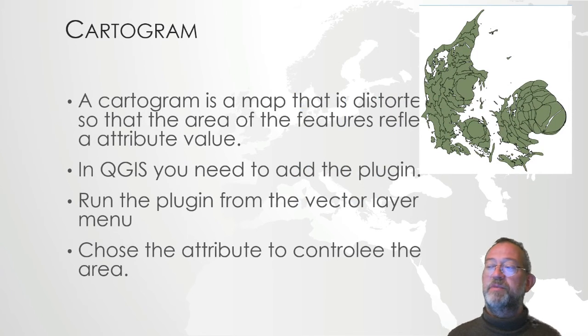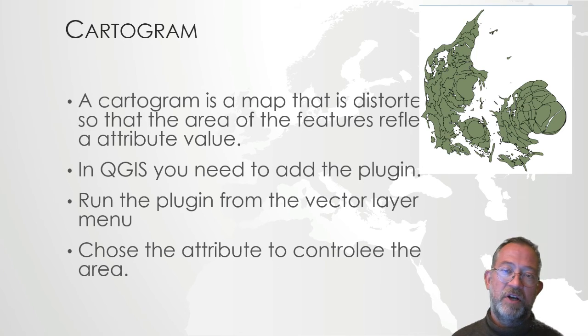There is one very specialized type of map visualization, which is called a cartogram. A cartogram is a map where the area of each unit or each feature is changed according to a specific attribute. In this case, we have this peculiar looking version of Denmark, where the size of each municipality is proportional to the population of that municipality. So we see a gigantic Copenhagen region over here and our slim Jutland.